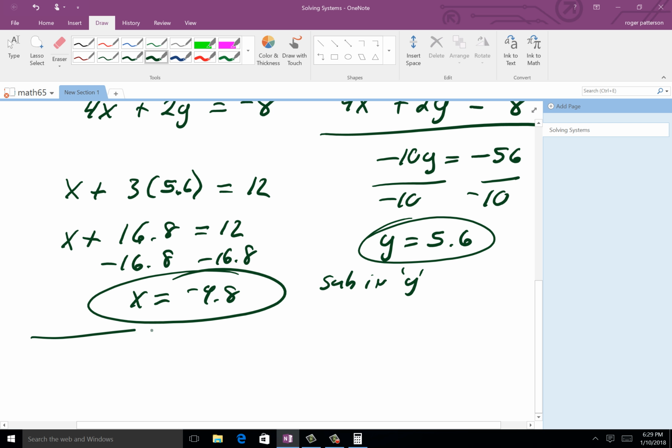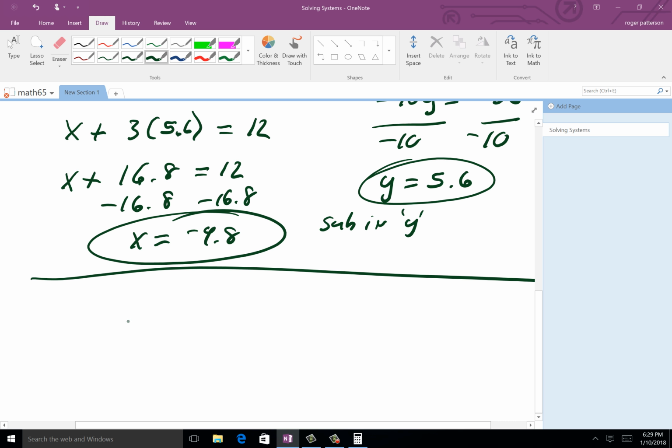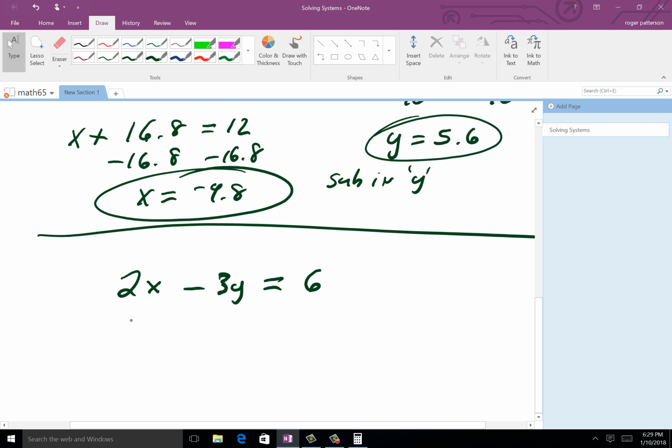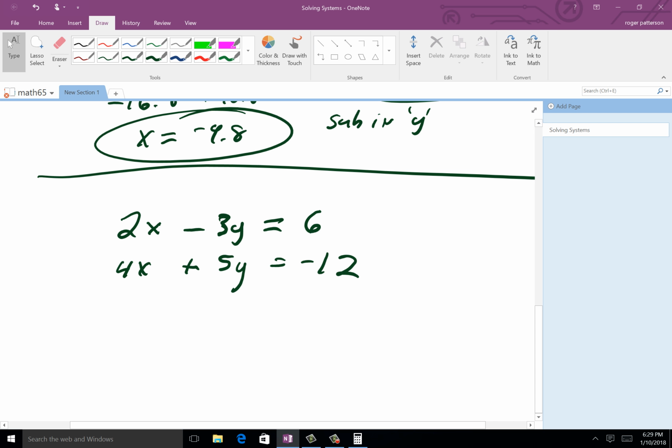So let's try another one here. So let's go with 2x minus 3y equals 6 and 4x plus 5y equals negative 12. Take this up a little bit. Alright, so now we got a situation like this. Definitely not want to use substitution on here because every one of these has a number in front, right? Has a coefficient, so using substitution would not be a good idea.